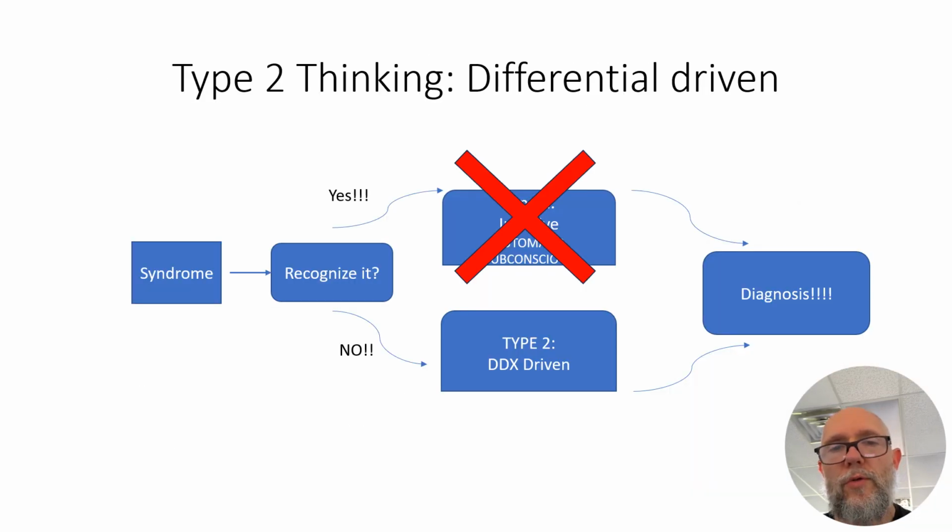So we need type 2 thinking, which is differential driven. There's a syndrome. Do you recognize that syndrome? Maybe yes, maybe no. Well, I need to have a differential diagnosis, because think about that copperhead. Yeah, I think I do know what's wrong with Sharon. She's peeing blood and she has flank pain. I've seen that category of problems before, but now I know that there are other things that could overlap with that. So I really need a differential diagnosis if I'm going to be as accurate out of the gate as I can be.